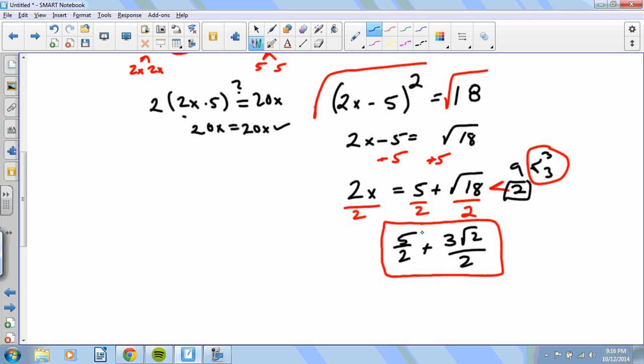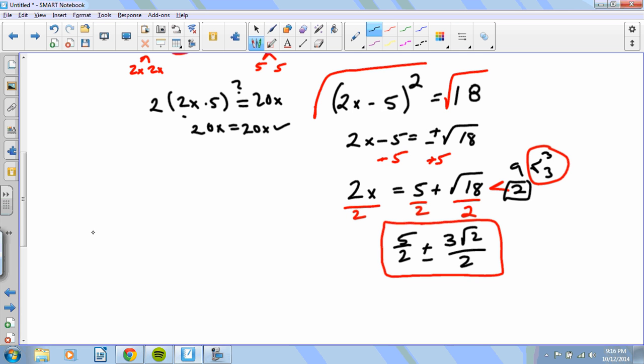Now, one thing we have to realize, when I take the square root of both sides, it actually creates a plus and a minus. A plus and a minus. So this is a positive and a negative piece. So that factors into my answer in the end. I have a positive and a negative square root of 18. So I need a positive and negative in my result.